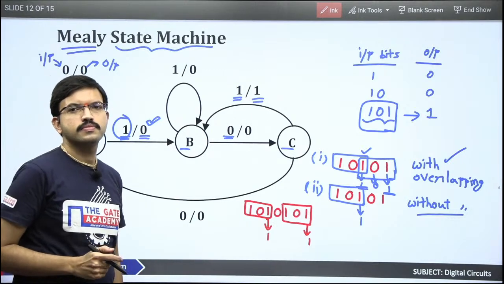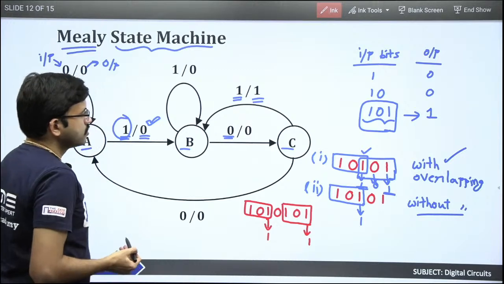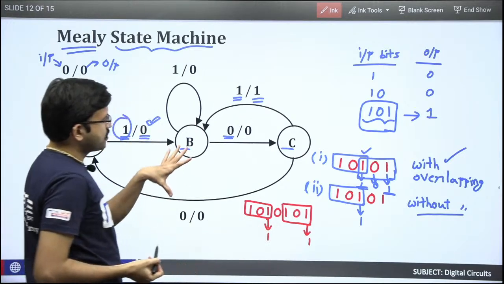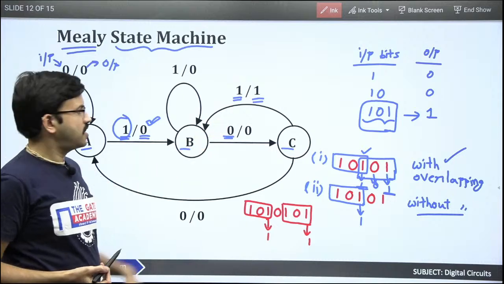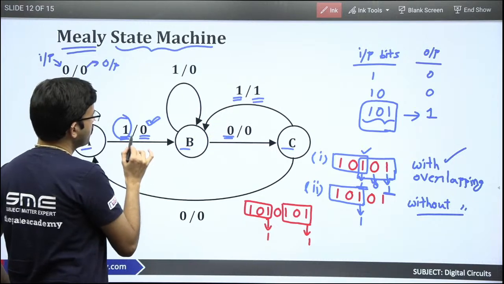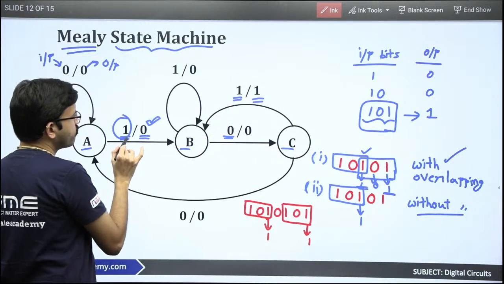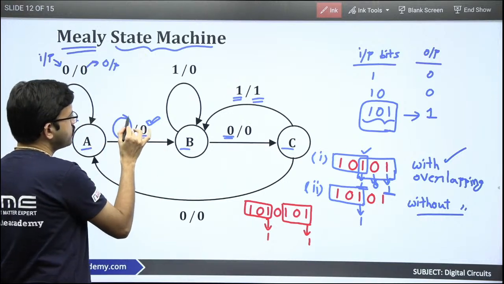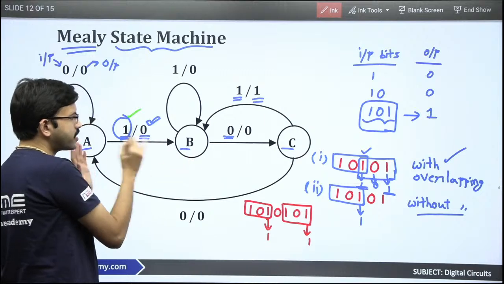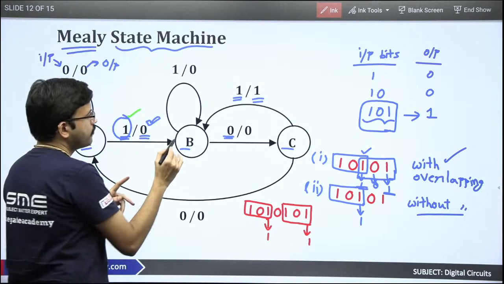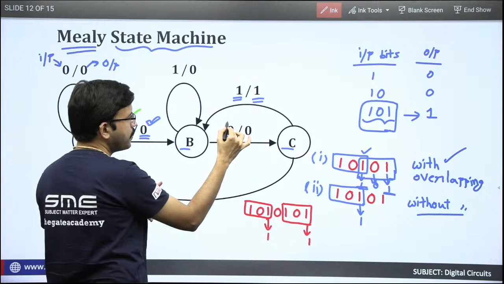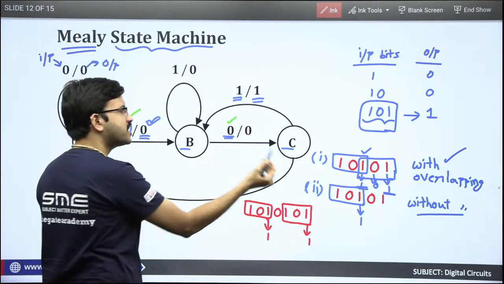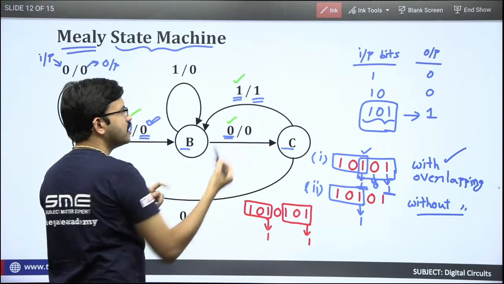Yeah. So if it is clear, now the state diagram is very simple. In this particular state diagram, from state A to state B, the transition happens if you receive 1. From state B to state C, the transition happens if the input is 0. From state C to state B, the transition happens if the input is 1.